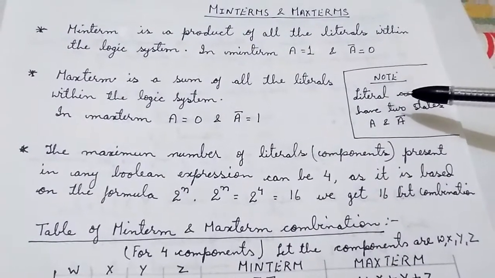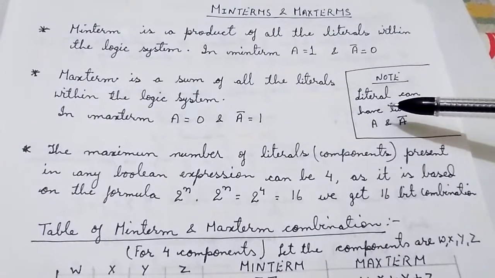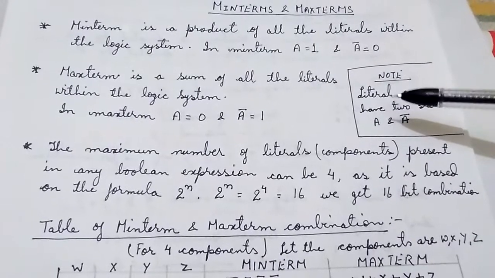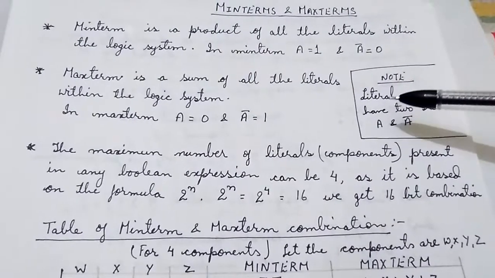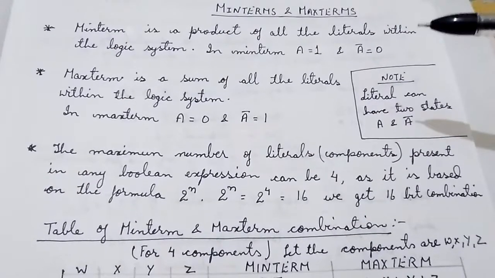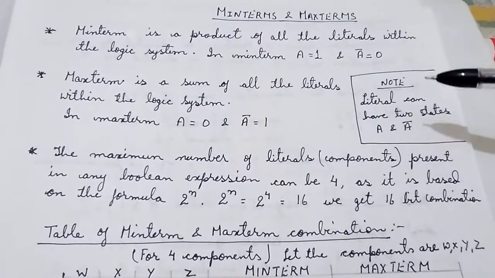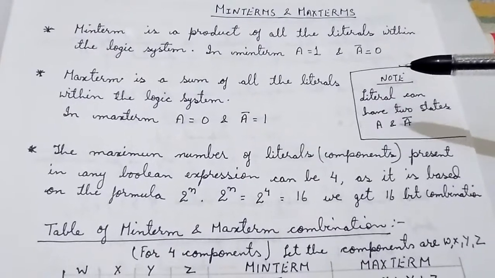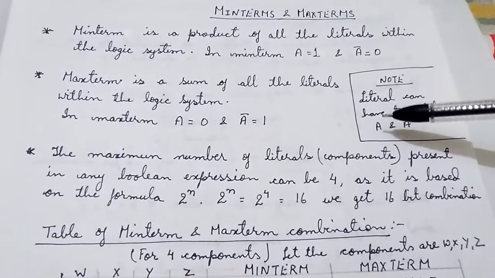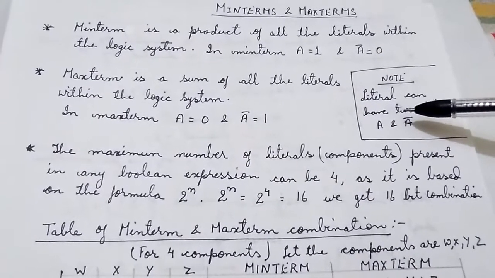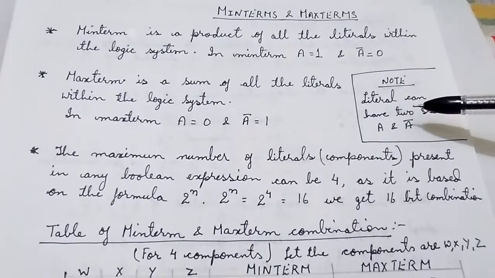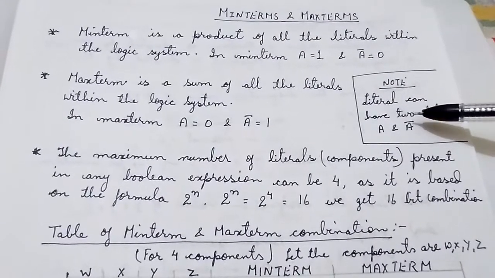We can take any name. Suppose we are taking f, then f and f bar. Suppose we are taking the name b, then b and b bar, or z, then z and z bar. So each component can have only two states, 1 and 0. 1 in min term stands for a or x or y, and 0 will become its opposite, that can be a bar, x bar, y bar, anything.